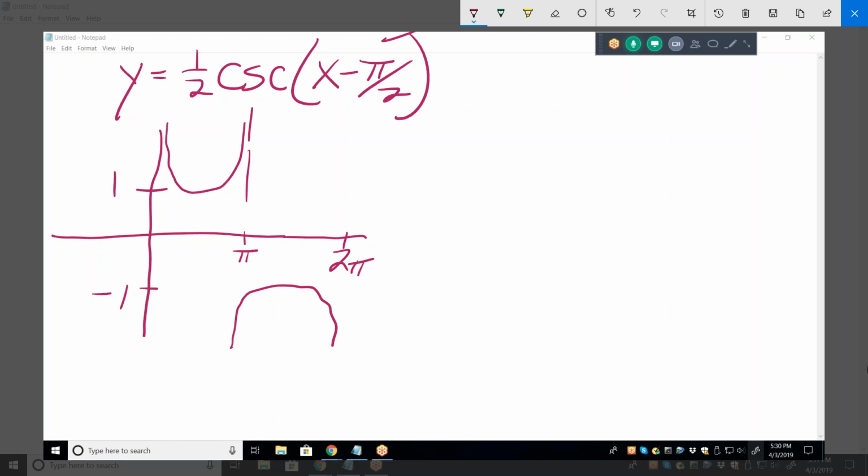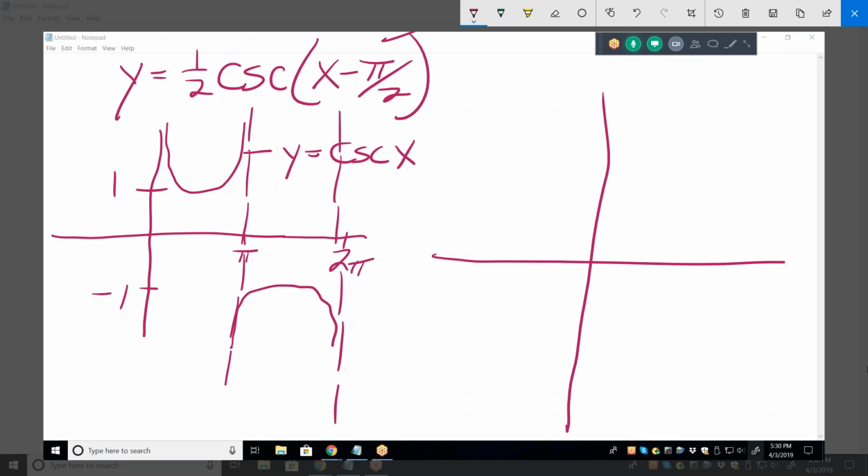You do also have asymptotes, always. Wherever sine and cosine can be 0, you know you're going to have an asymptote because when you do the reciprocal, you're dividing by 0. So this curve right here is y equals cosecant of x.